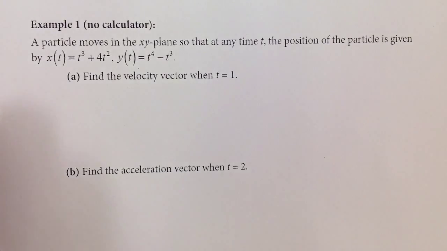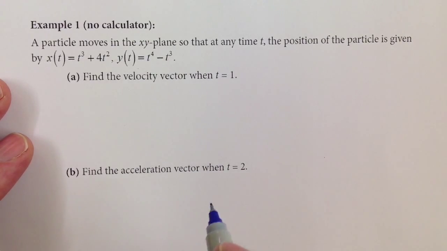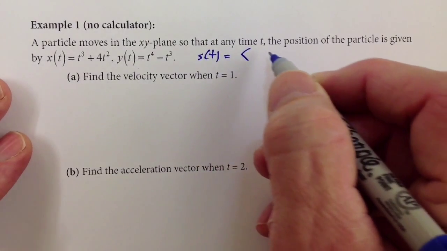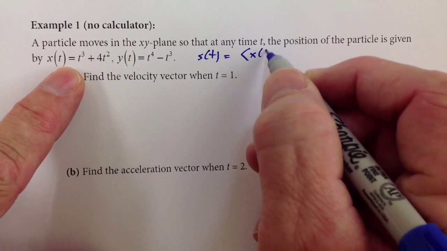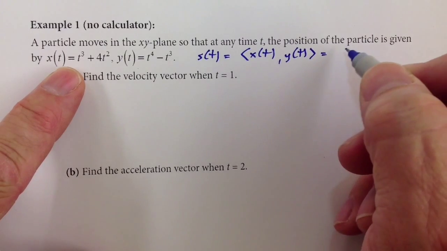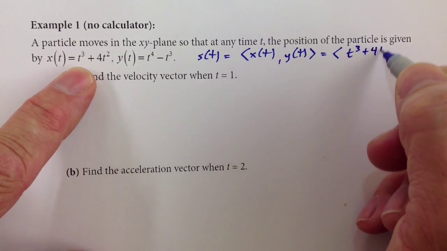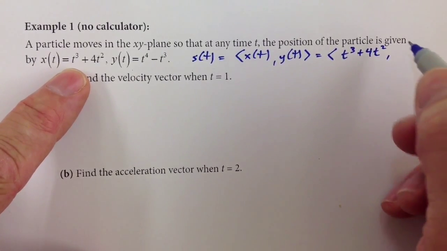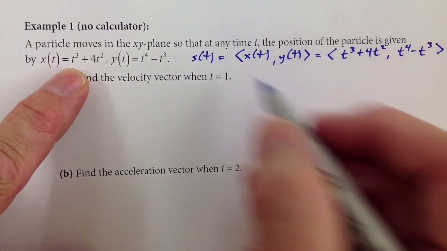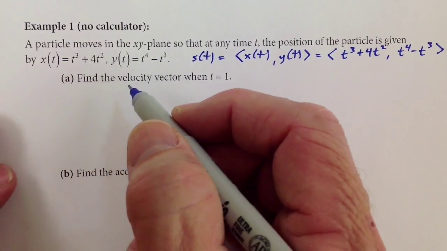So example 1, we've got a particle moving in the XY plane. Position is given by the two parametric equations, and so we could write the position as a vector, okay? And that would just be x of t, comma, y of t, which we see. x of t is t cubed plus 4t squared, comma, t to the fourth minus t cubed. That's our position vector, and here are our two parametric equations that give us our position.